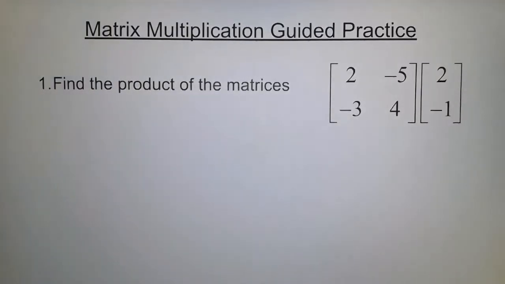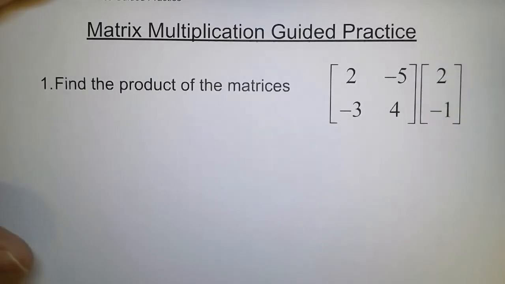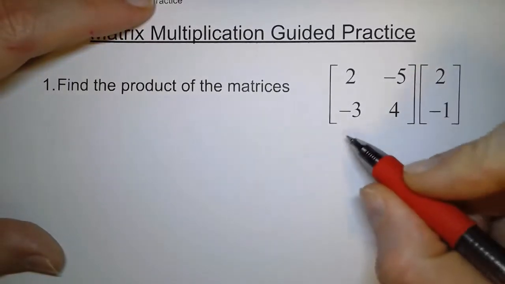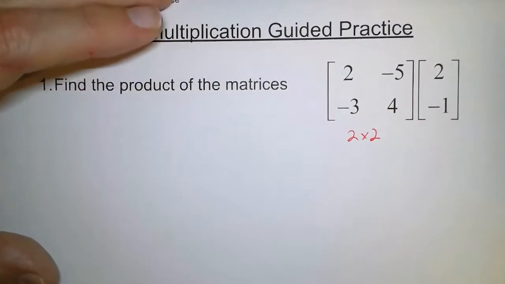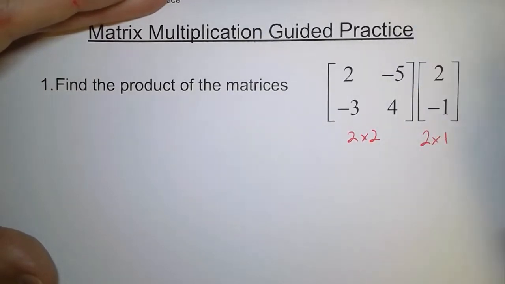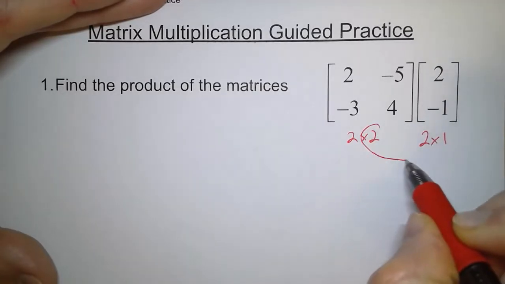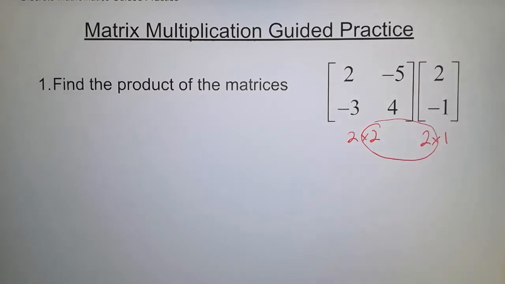Now with matrix multiplication, we have to think about what we did when we did matrix addition and subtraction, where the order of the matrices had to be the same. Now with multiplication, it's a little different. So here we've got this matrix, and this is a 2 by 2 matrix. And we're multiplying this by a 2 by 1 matrix. Now the key thing is that these two have to match. If those two numbers don't match, then we cannot multiply. It is impossible. Now fortunately for us, these two match.